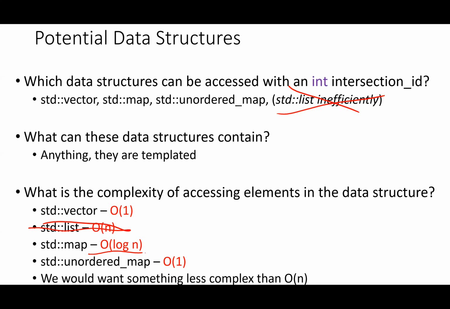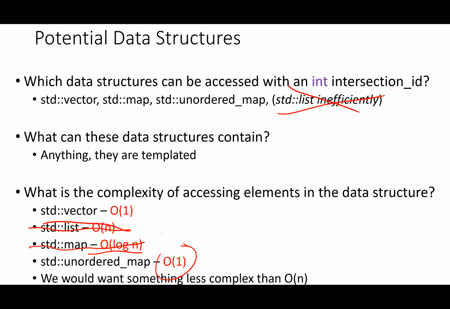Okay, so of this menu, I already crossed off list because it's so bad, right? Anything else you want to cross off? It's not a hard question. Which of these do you think you should cross off next? Right, let's cross off map. It's not terrible, right? It's a lot better than order n, but why would I use it when I've got order 1 choices? It's not going to be any easier to code. So I'm going to cross that off.